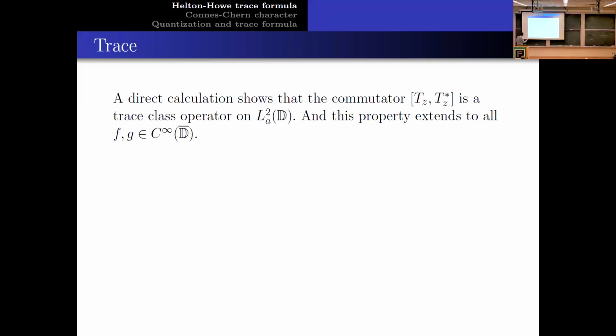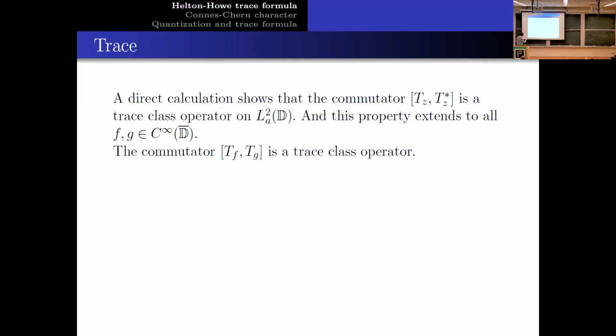Just now we said the commutator between Toeplitz operators is compact, but when we consider the commutator between T_z and T_z star, it's not just compact, it's actually a much nicer kind of compact operator: a trace class operator. We can compute its trace. And actually this property extends to all smooth functions.